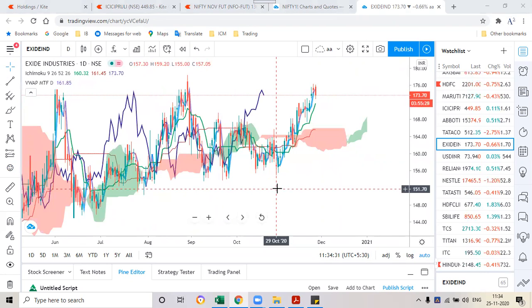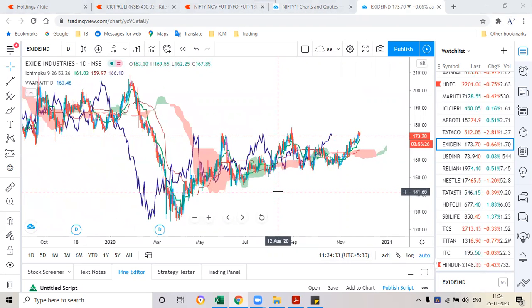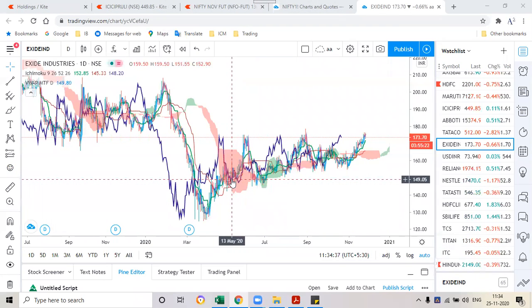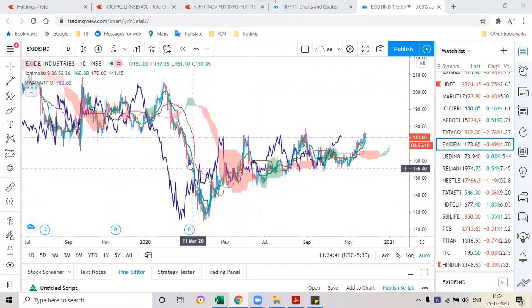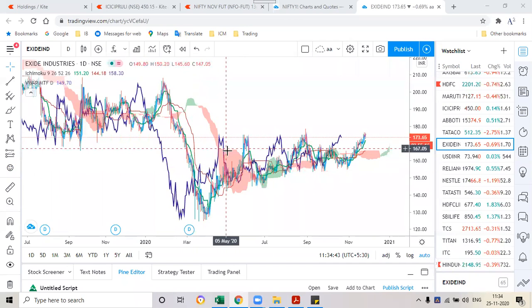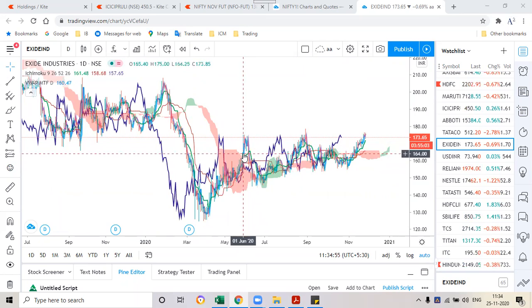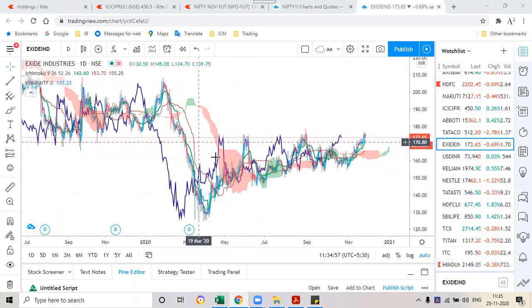So here, what happened was, you have a thick cloud here, right? A thick cloud gets created when the price makes an extreme range, because span A is the average of the 52 period high and low, and span B is the average of the 26 period high and low. I think it's the other way around. So when the market makes a very wide move, there will be a bigger cloud.